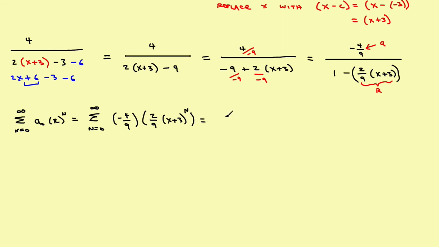So now this is just a matter of kind of dressing things up here. So what this is going to be, we'll make it be the summation as n goes from 0 to infinity of, first of all, here's the negative 4 ninths.